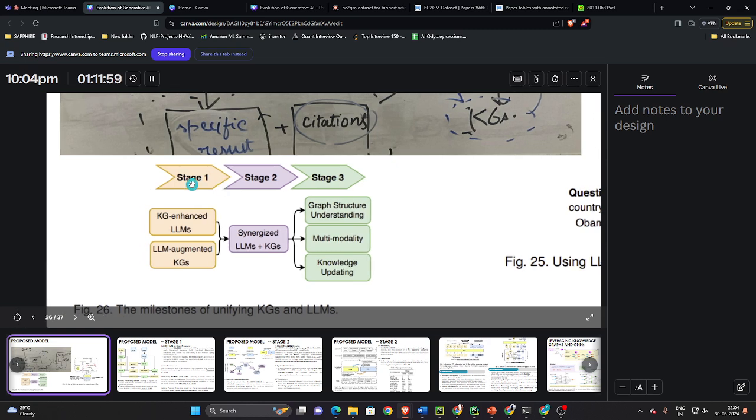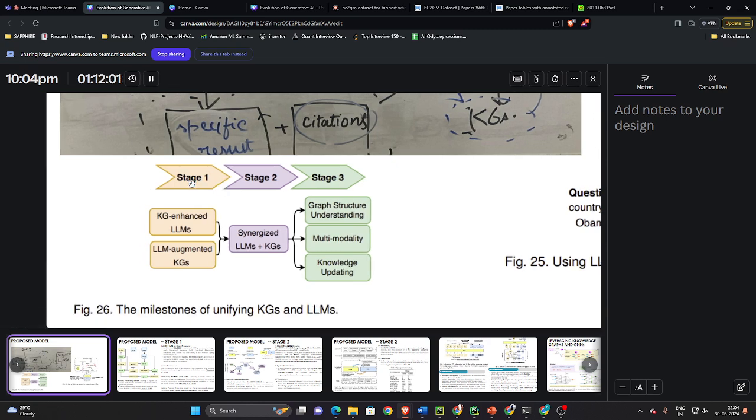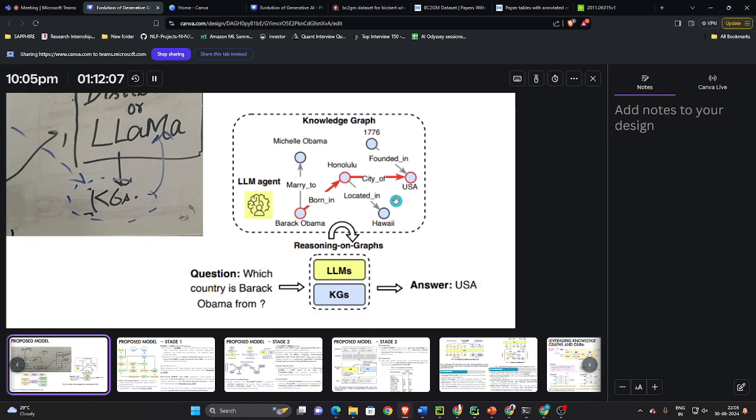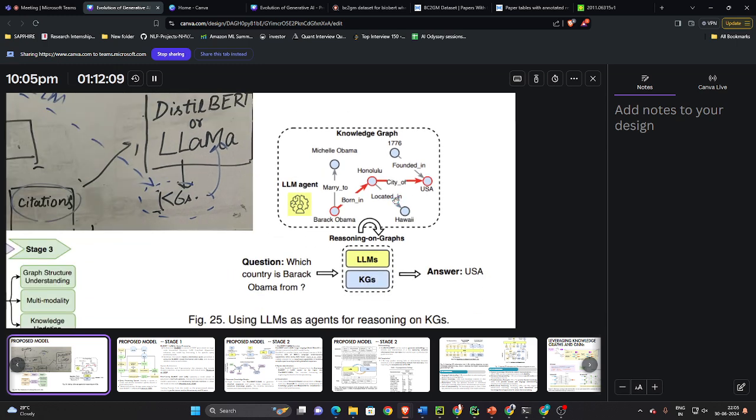Sure, sir. Can you go to show that figure again, the Barack Obama? So you're saying that reasoning on graph. So when that person asks a question, he asks the question to the model, LLMs and KGs combined, like that's a set. Yes. Can you explain this figure again?